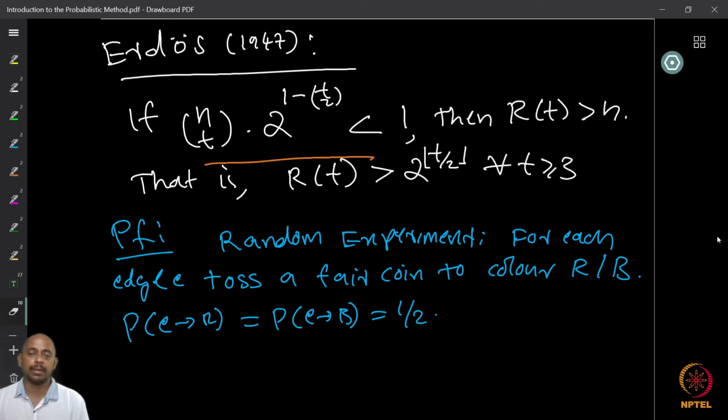So if I take a graph on n vertices and give such a random coloring, any possible coloring that we want can come out as an outcome. So therefore, all possible colorings are there.